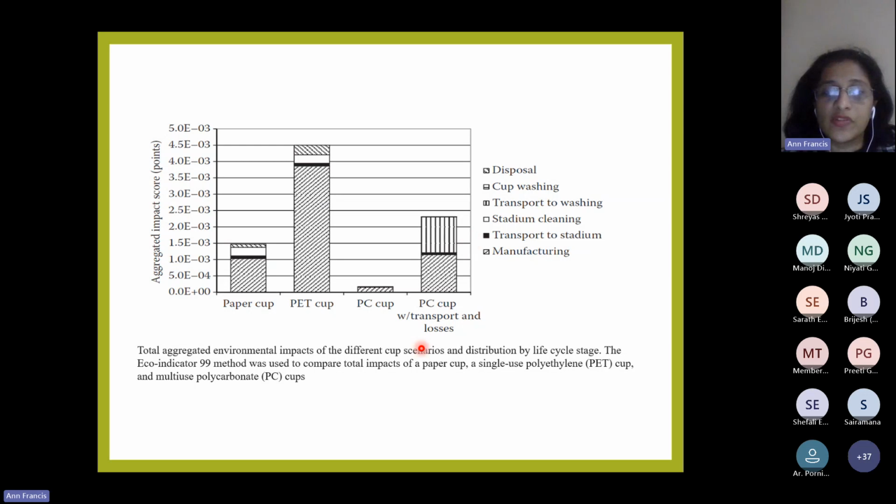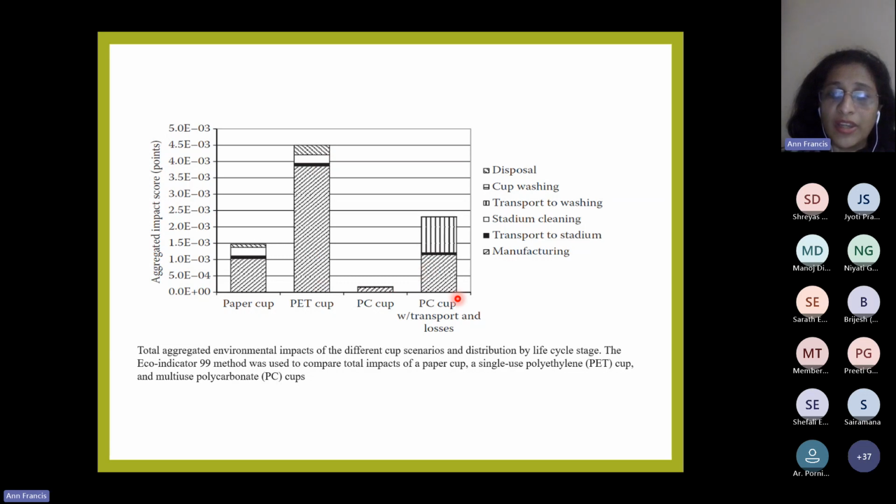In this case, we can very clearly see across all the stages. The stages are basically manufacturing, transportation, stadium cleaning, transportation to washing, cup washing, and all of this is included. So the plastic cup has the maximum impact, and especially the manufacturing process itself is quite hugely impacting.